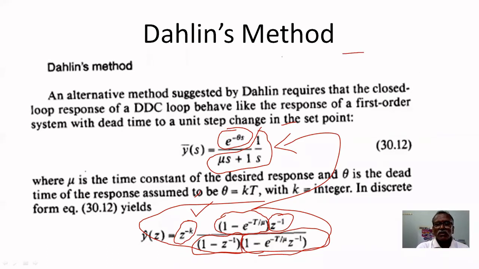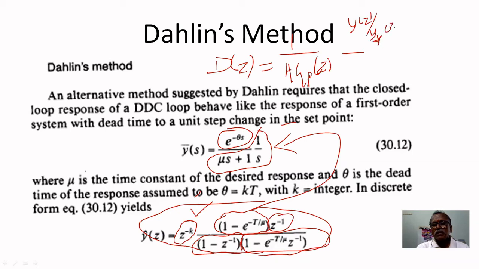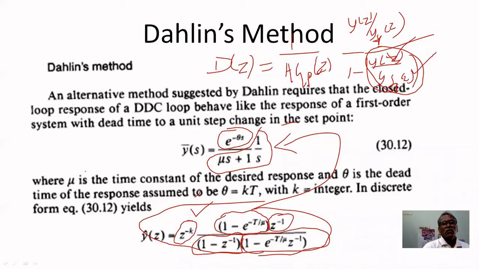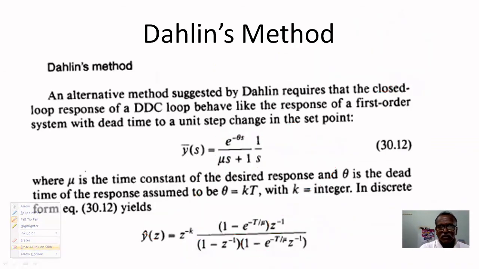Then to design a controller, what is required? D of z equal to 1 by HGP of z, y of z by y set point of z upon 1 minus y of z by y set point of z. So this we have to assume. So y set point of z is assumed. Y set point of z equal to what? 1 by 1 minus z power minus 1, a unit step input. If you divide these two, this term will get cancelled. If you find y of z by y set point of z, this term will get cancelled because y set point of z equal to 1 by 1 minus z power minus 1. Therefore, this gets cancelled.